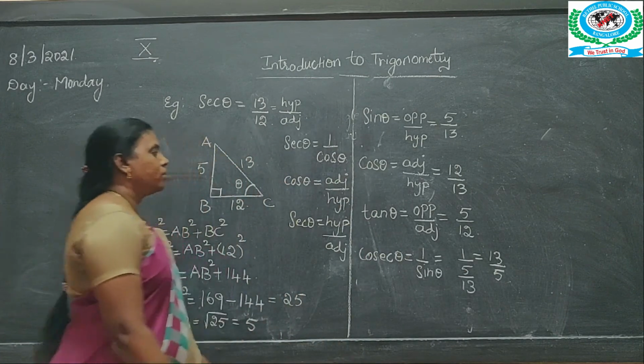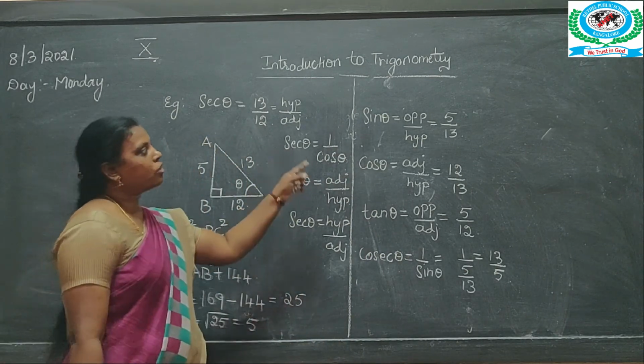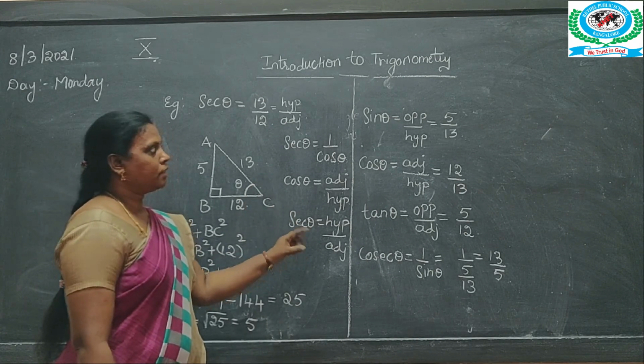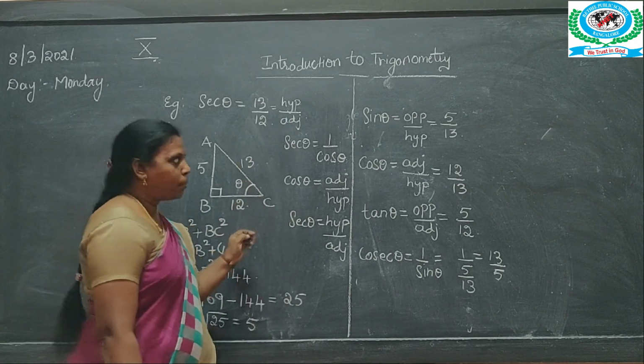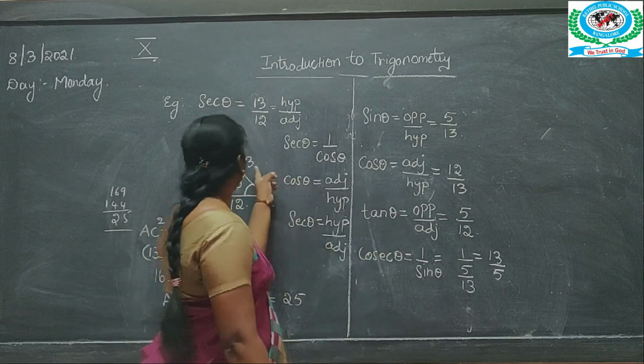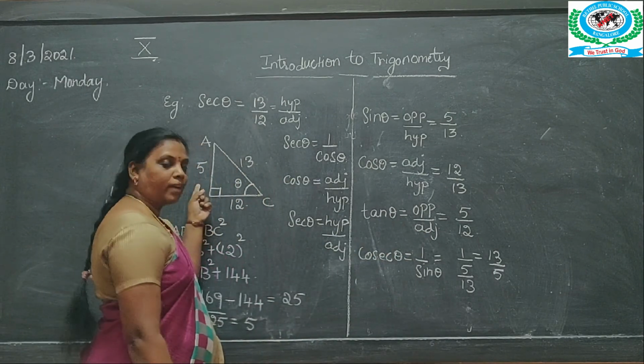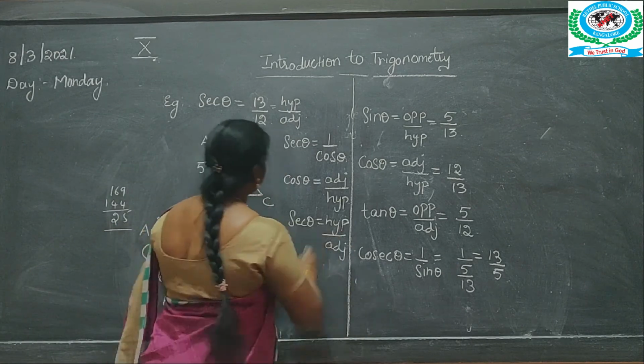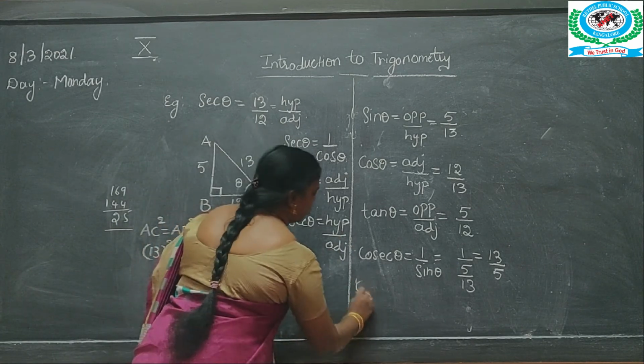You know that sine of theta is opposite by hypotenuse. So cosecant of theta will be hypotenuse by opposite. So hypotenuse will be 13 and opposite will be 5. We can calculate it directly also. Next, secant of theta is given. Next, cot of theta.